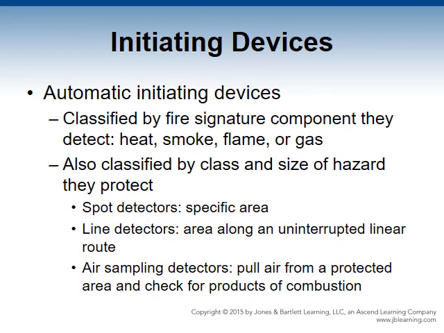Spot detectors cover a specific area or a location. You have line detectors that cover areas along an uninterrupted linear route, such as probably a warehouse. You also have air sampling smoke detectors that pull air from a protected area into a unit that analyzes the air and checks for the products of combustion.